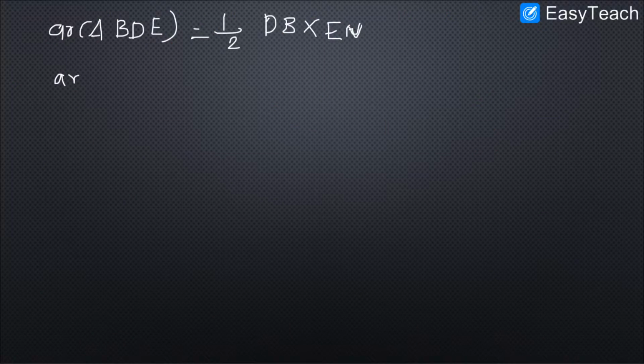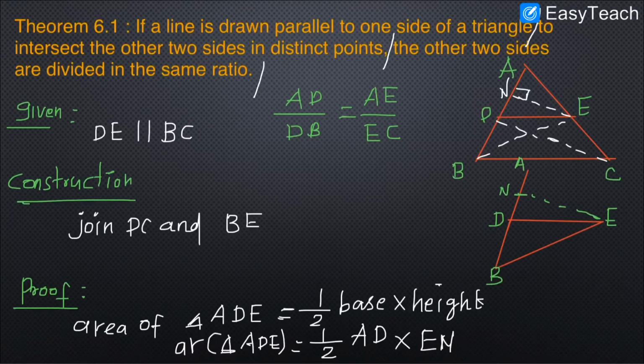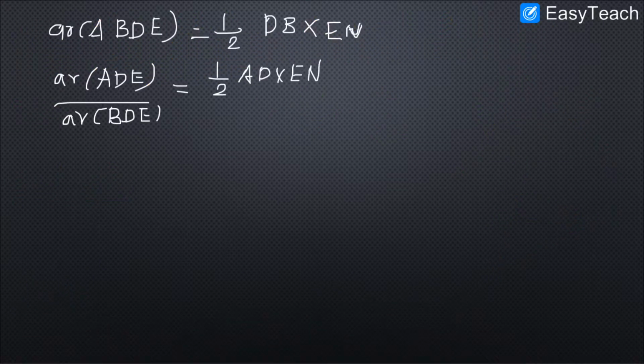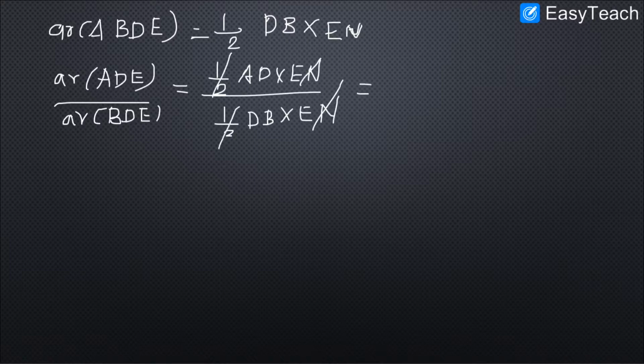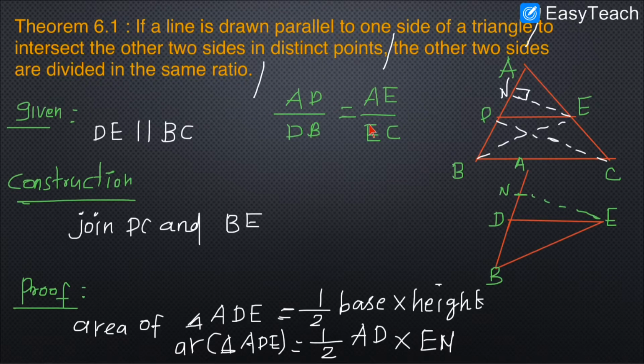Next step, I am going to divide area of ADE and area of BDE, which is half AD into EN divided by half DB into EN. So we can cancel EN and half half. The remaining is AD upon DB. Let's assume this as the first equation. Let's try to prove this part.